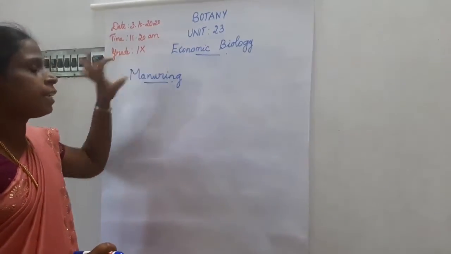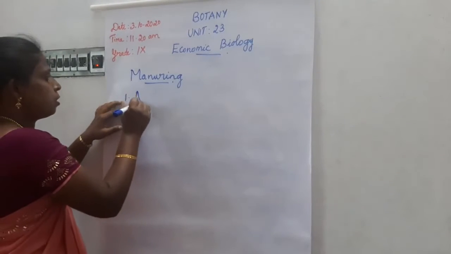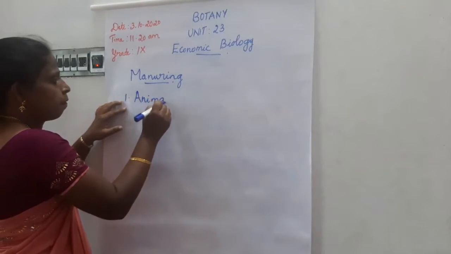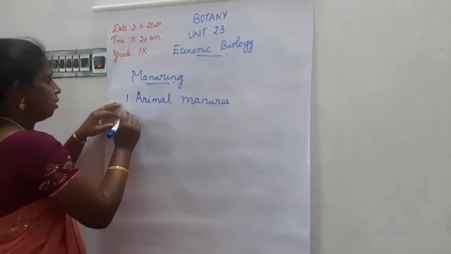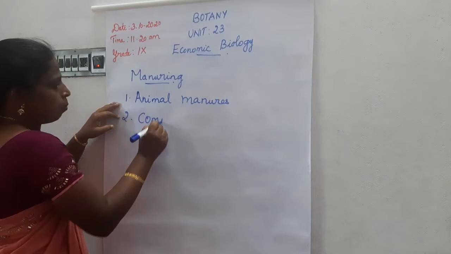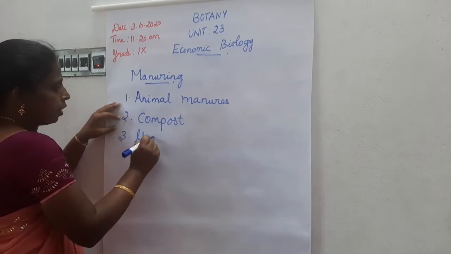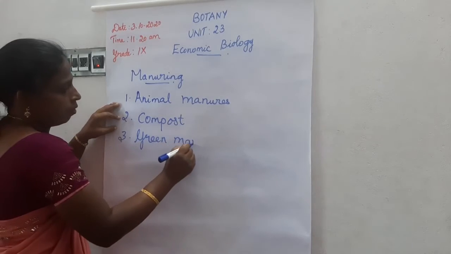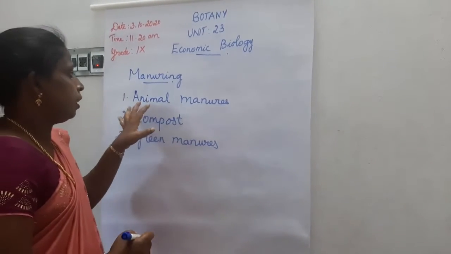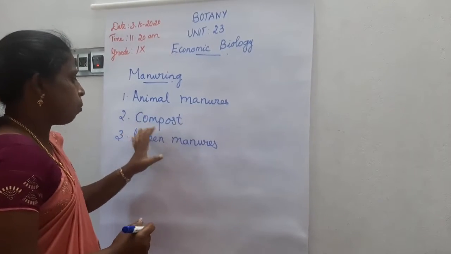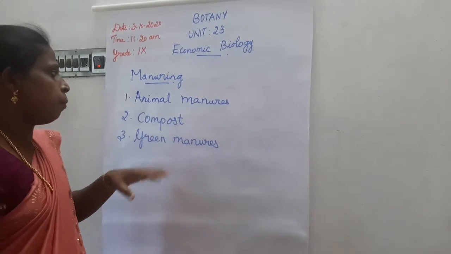There are different types of manures. The first one is animal manures. The second one is compost. The third one is green manures. So the different types of manures are animal manures, compost and green manures. First we can learn about what animal manures are.